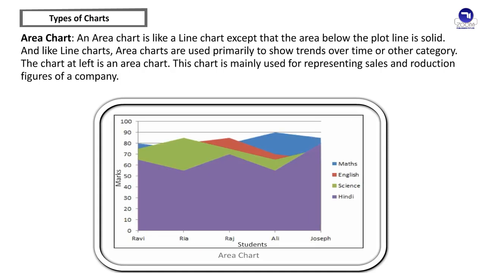Area chart. An area chart is like a line chart except that the area below the plot line is solid. And like line charts, area charts are used primarily to show trends over time or another category. The chart at left is an area chart. This chart is mainly used for representing sales and production figures of a company.